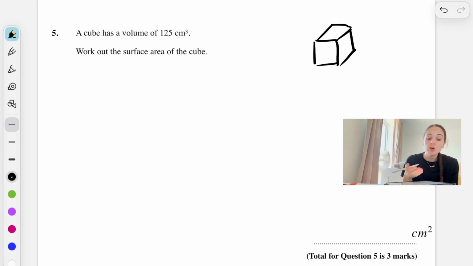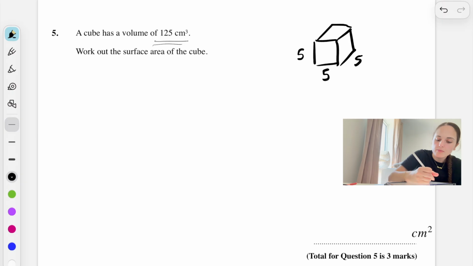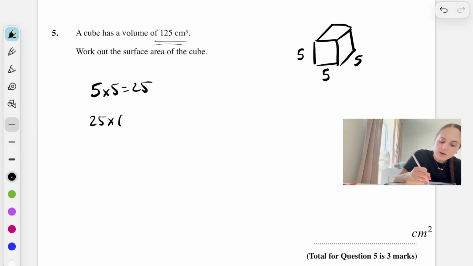So in the case of a cube, all of the sides are the same. So if we know that the volume's 125, that must mean that each of the edges are 5 centimetres because 5 times 5 times 5 is 125. So for the surface area, we're just going to do the area of each face. So 5 times 5 and then times that by 6 because there's 6 of them. So 5 times 5 equals 25 and then 25 times 6 is going to be 150. So the answer to this question is 150.